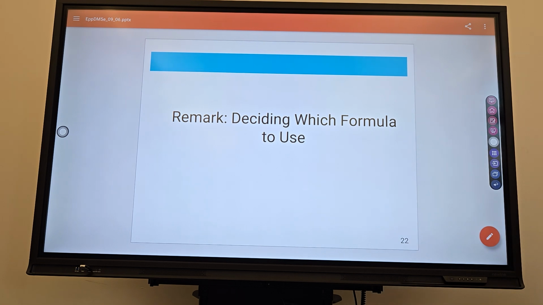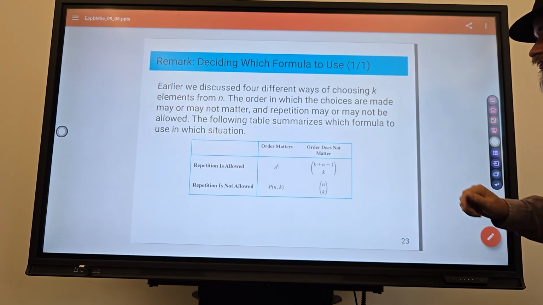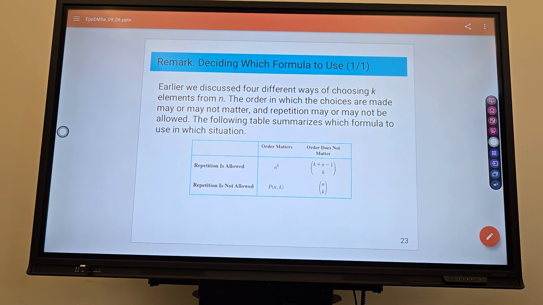Deciding which formula to use. Earlier we discussed 4 different ways of choosing k elements from n. The order in which the choices are made may or may not matter, and repetition may or may not be allowed. The following table summarizes which formula to use in which situation.